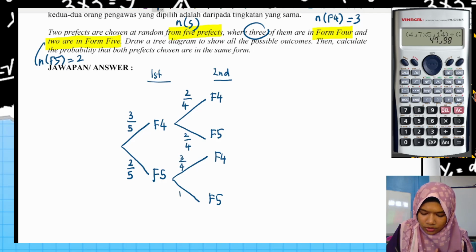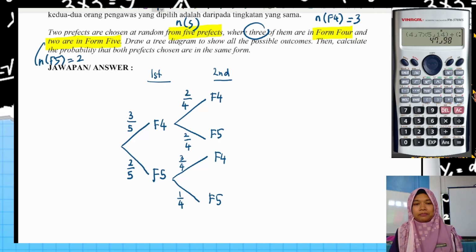Okay, here will be 1/4. Sebab tadi dah pilih seorang tu Form 5. Form 5 ada 2 orang sahaja. So dah pilih seorang, tinggal seorang.